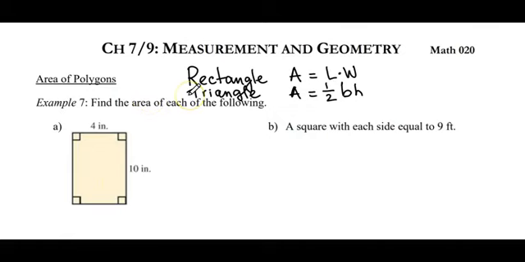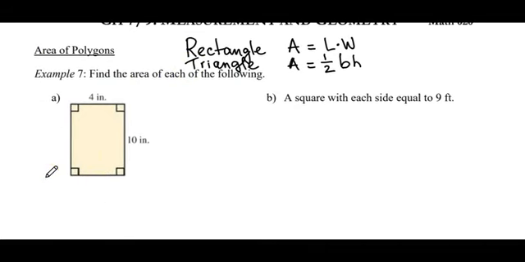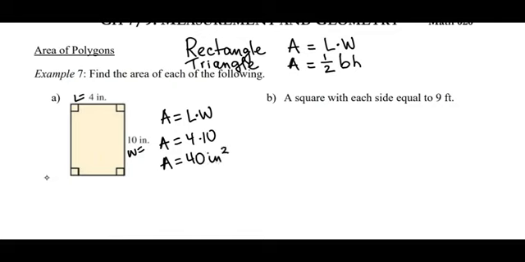So find the area of the following. We're clearly looking at a rectangle here, so we're going to use the first formula, area equals length times width. Here's my length, here's my width. The area equals 4 times 10. Area equals 40 inches squared. This is very important. Please remember your units. Area is always measured in squared units. Perimeter is measured in regular units.